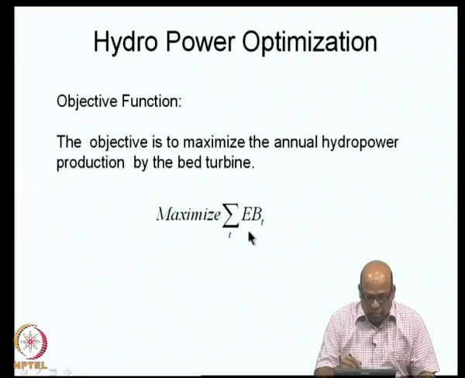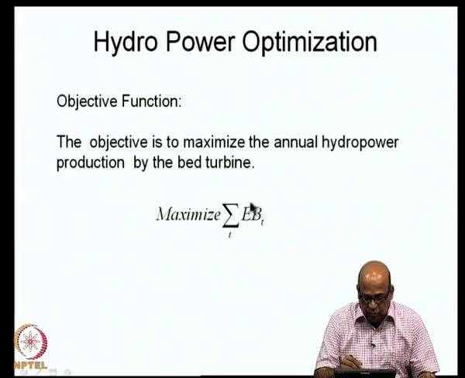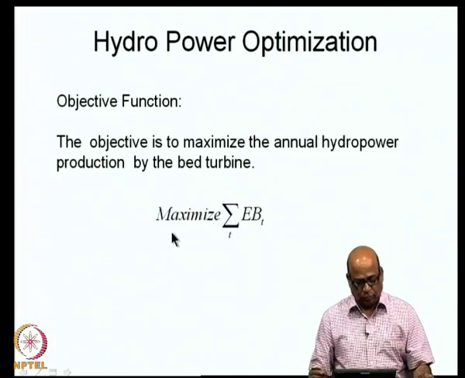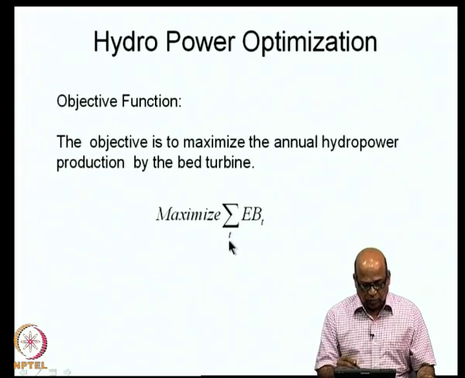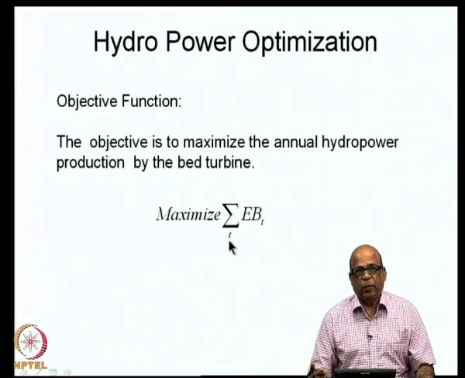Now, we look at the objective function. The objective function here is maximizing the total power that is generated in the year. So, we write this as maximize the sum of EBT, where EBT is the power generated during time period T, summed over all the time periods within the year, and this becomes the objective function. So, we have the objective function, and we have all the constraints ready with us.